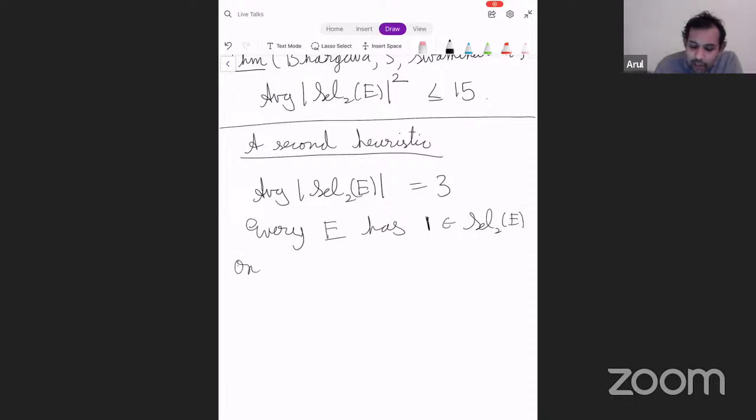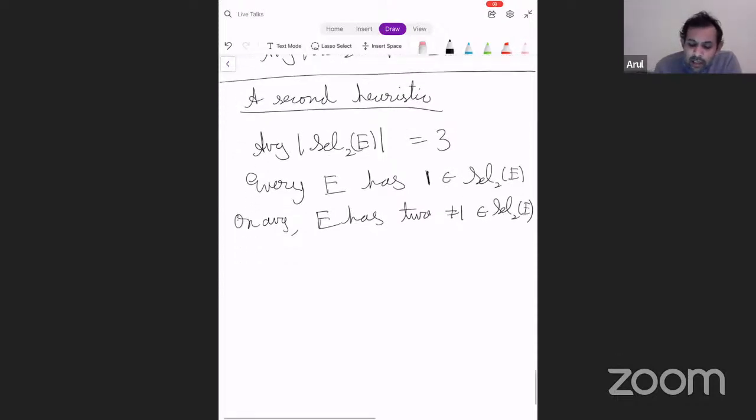So it has the identity element in the 2-Selmer group, and on average, E has 2 non-identity elements in the 2-Selmer group. So every E has 1 element in its 2-Selmer group, namely the identity, but on average, it has 2 non-identity elements in the 2-Selmer group.